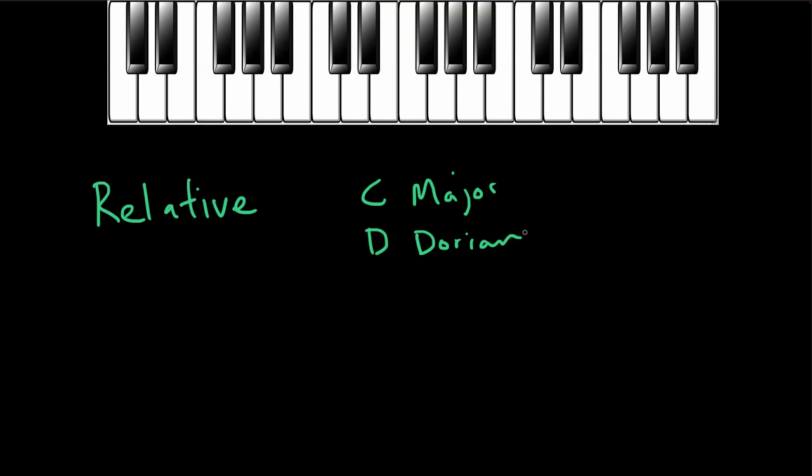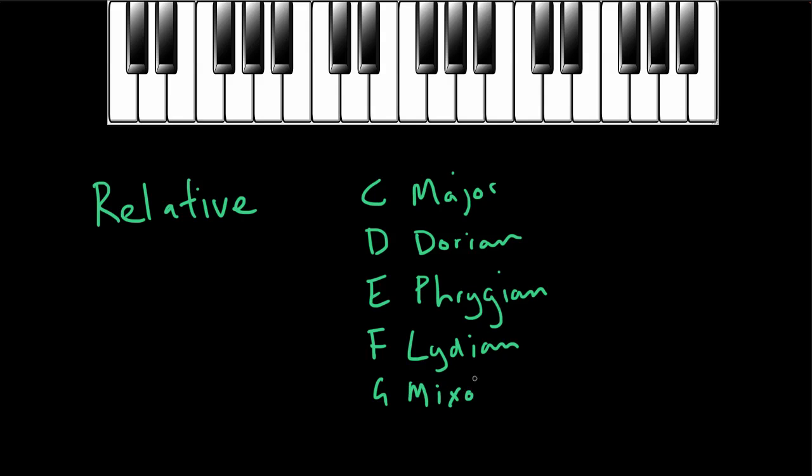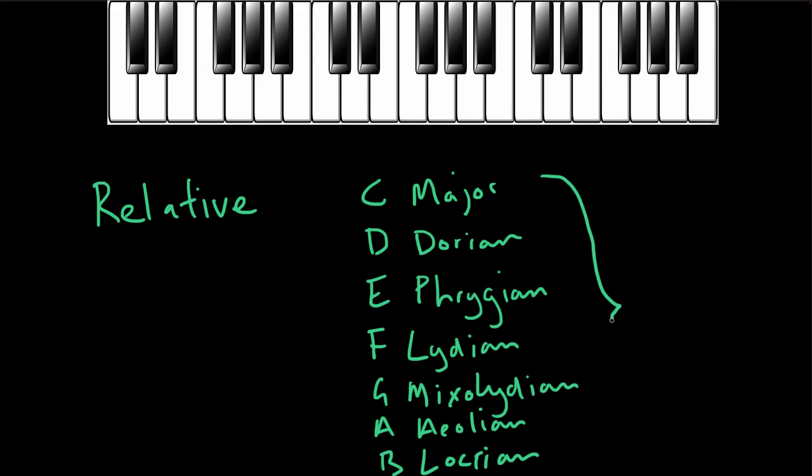So we would say that C major and D Dorian have some kind of relationship. They're relative modes. Another one that I put into this group would be E Phrygian, because of course E Phrygian also uses that same pool of notes. F Lydian, G Mixolydian, A Aeolian, and B Locrian.